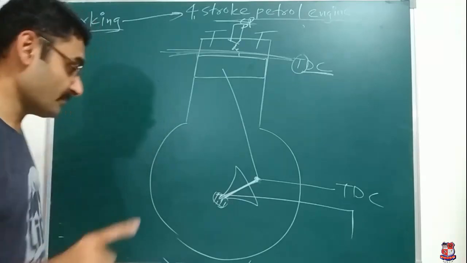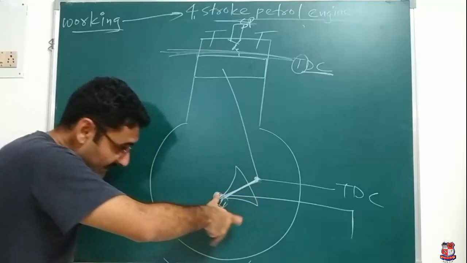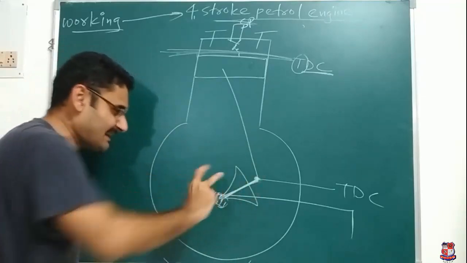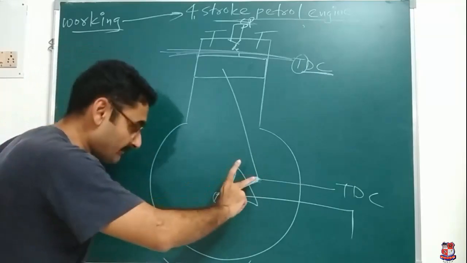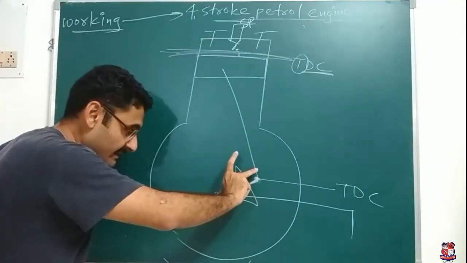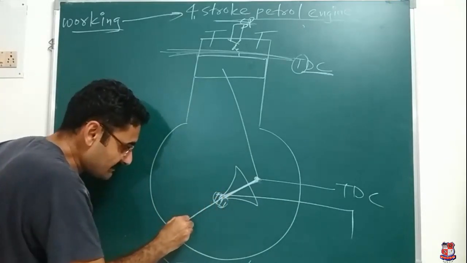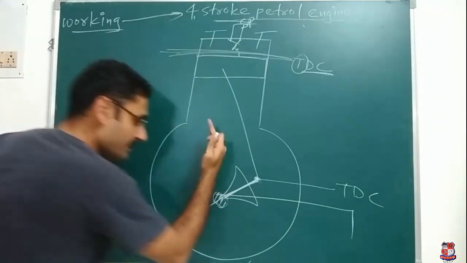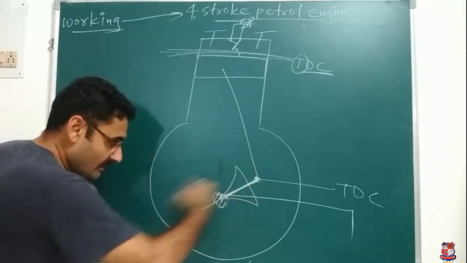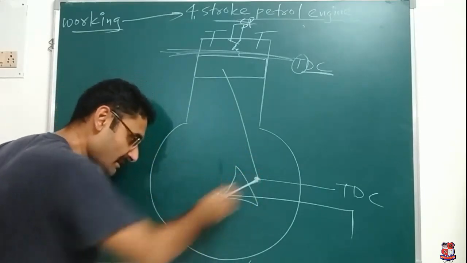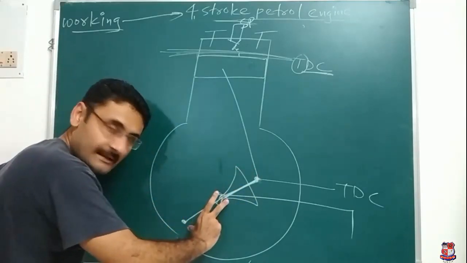Clear about TDC? Now one more thing. As I told you, the crank is rotating in this direction, which is the genuine direction. Supposing the crank is rotating in this direction, can I consider one position of the crank like this? Not actually a mirror, but if I extend this line, that is one position of the crank.